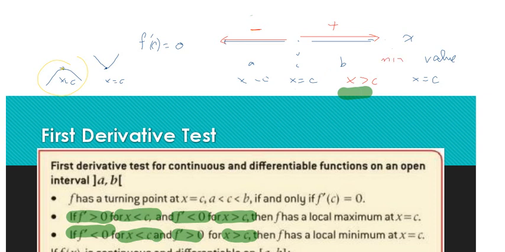So let's illustrate the behavior of this function. It is decreasing at the left of c and then increasing to the right of c. So this gives us a figure that looks like this one, where that is our minimum point or the lowest point. So that's using the first derivative test.